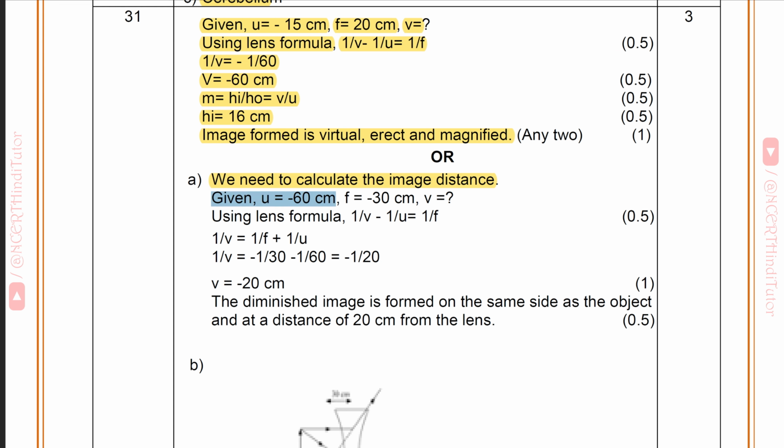Given u is equal to minus 60 centimeter and f is equal to minus 30 centimeter, and we have to find v. So using lens formula, that is 1 upon v minus 1 upon u is equal to 1 upon f, or we can write 1 upon v is equal to 1 upon f plus 1 upon u. So by putting the values of f and u, we find 1 upon v is equal to minus 1 upon 20, or v is equal to minus 20 centimeter. The diminished image is formed on the same side as the object and at a distance of 20 centimeter from the lens.